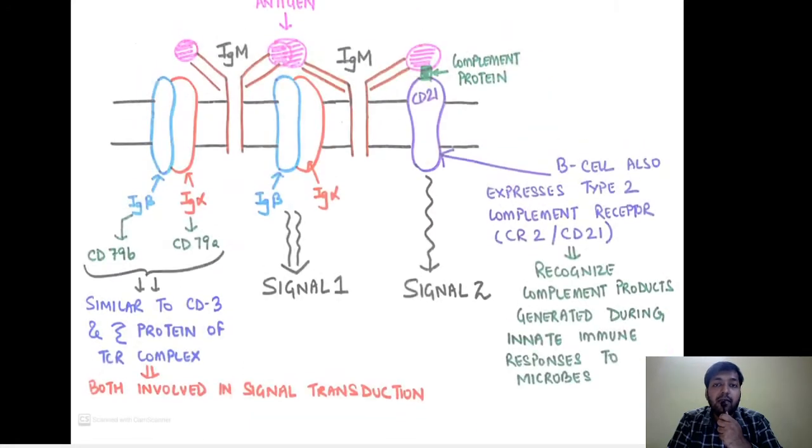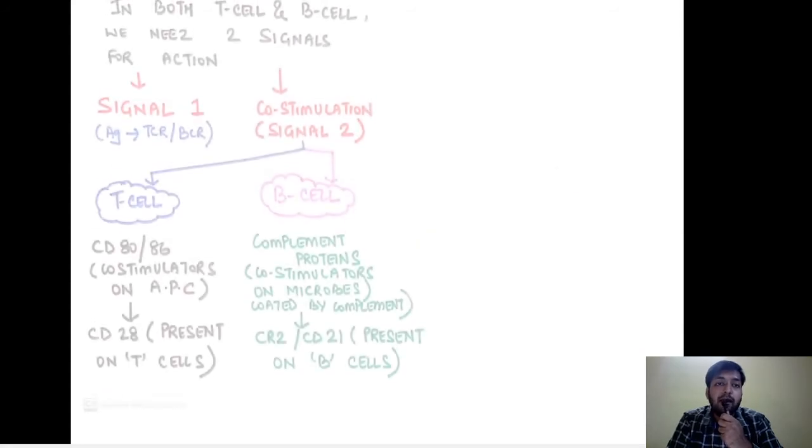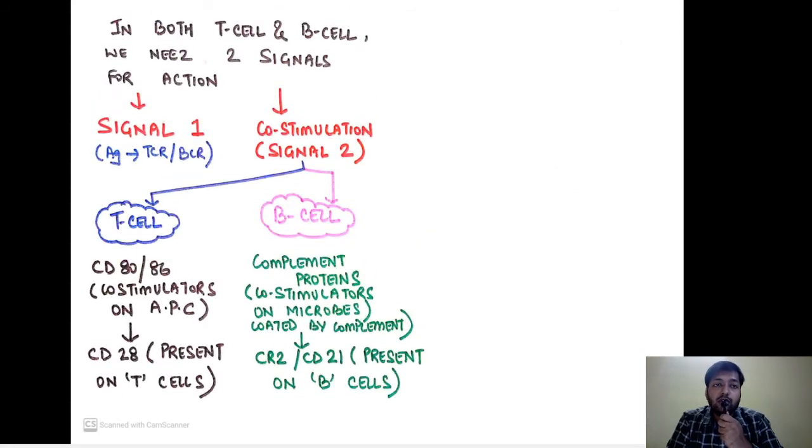Similarly, for the B lymphocytes, we have two signals. One is signal 1, which is provided by the antigen, and signal 2 is provided by the complement protein, which acts as a co-stimulator and is present on the surface of the microbes. Coming back to our slide, there are two signals, signal 1 and signal 2. Remember, for the activation of any T cell or B cell, both signal 1 and 2 are required.